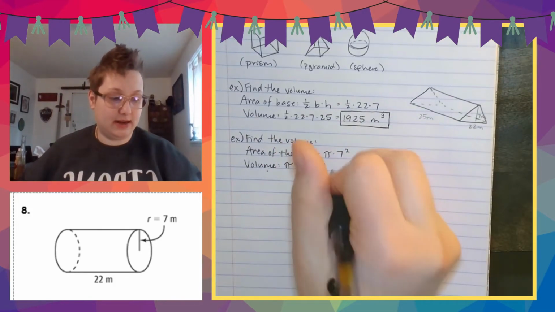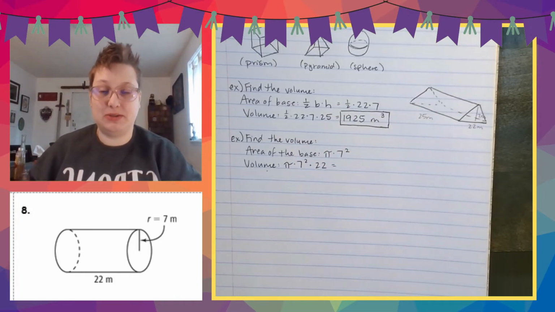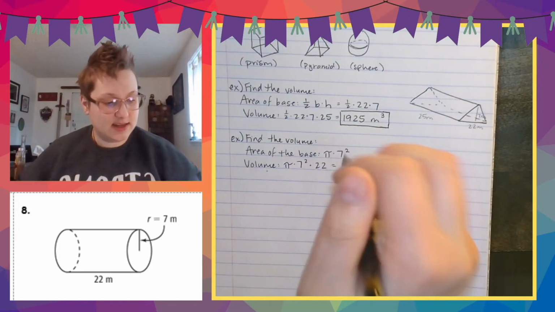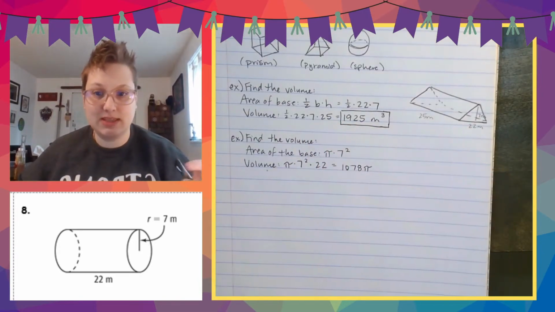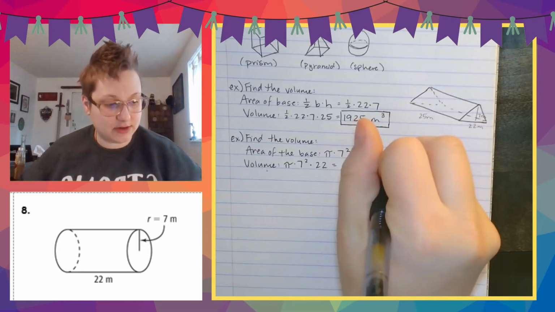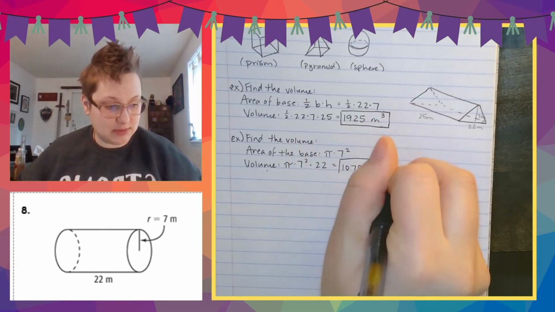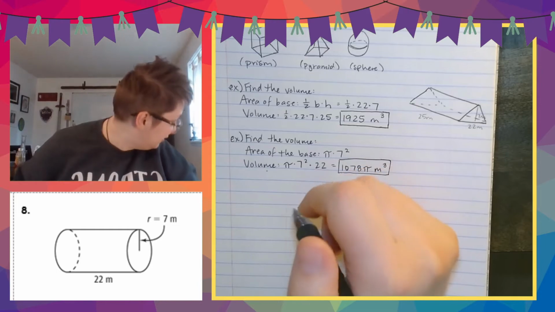So we get 49 times 22 with a pi on the end of it. 1,078 pi. And then again, this was in meters, so it's going to be cubic meters. Volume is 3D, area is 2D, 3 and 2.